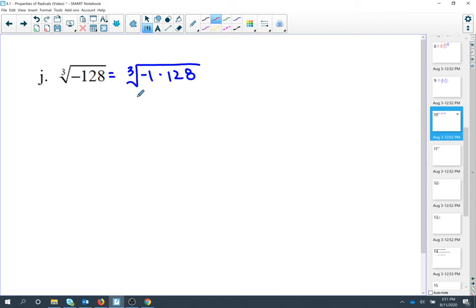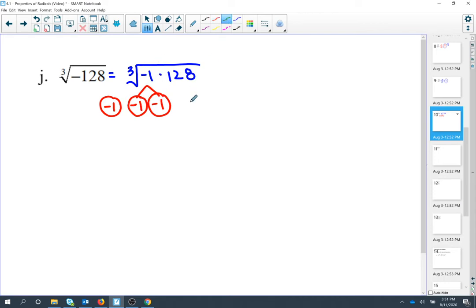So the first thing I'm looking at is the cube root of negative 1, which I'm going to rewrite as negative 1 times negative 1 times negative 1. Negative 1 times negative 1 is positive 1. Positive 1 times negative 1 is negative 1. So here I've got 3 things that multiply to negative 1.